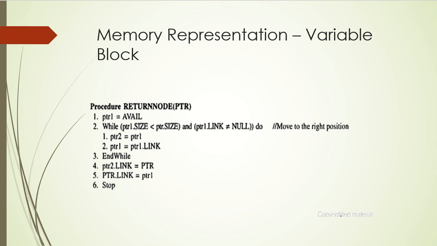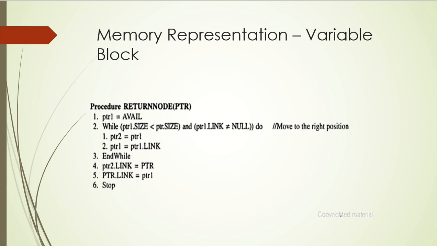Okay, so either you come out because you have reached the end of the list, or you come out because you have found the space where PTR1's size is greater than that of PTR. You have set up a second pointer PTR2, which will be pointing to the previous node, and PTR1 will be the traversing variable. PTR is the node that was just deallocated.